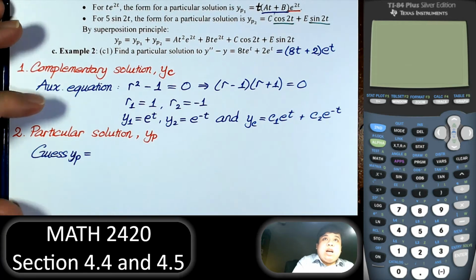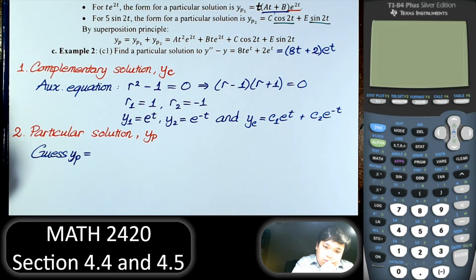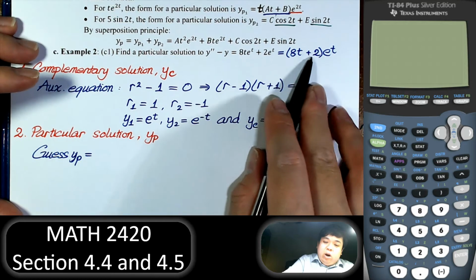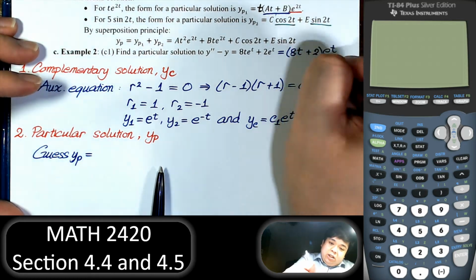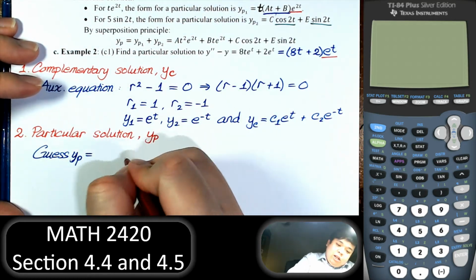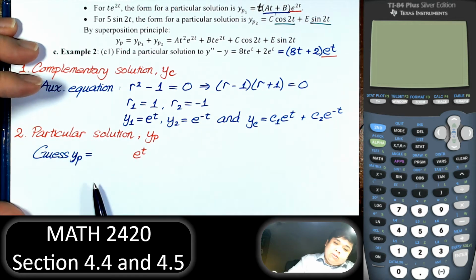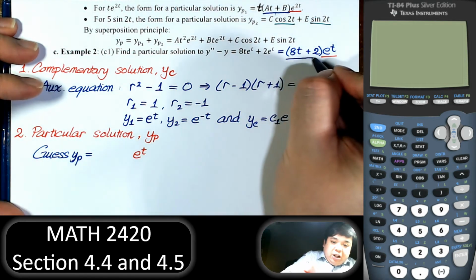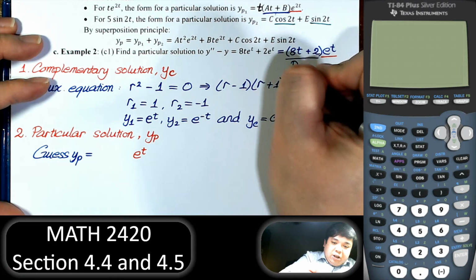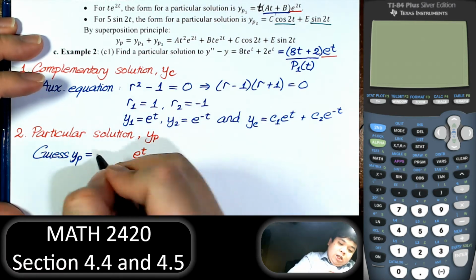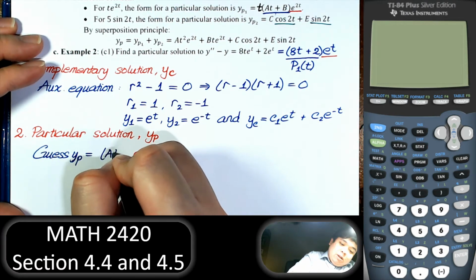The particular solution will take the form of, oh, this is the one that we guess. So it has e to the t, right? So suddenly it will have e to the t, and a first degree polynomial. So we're going to guess at plus b.